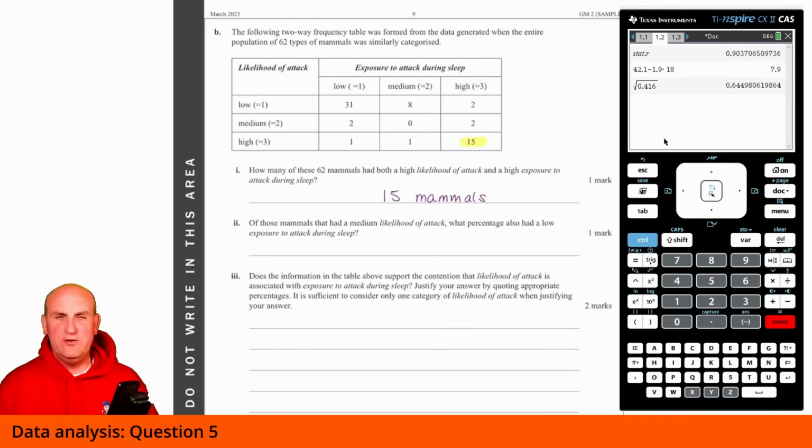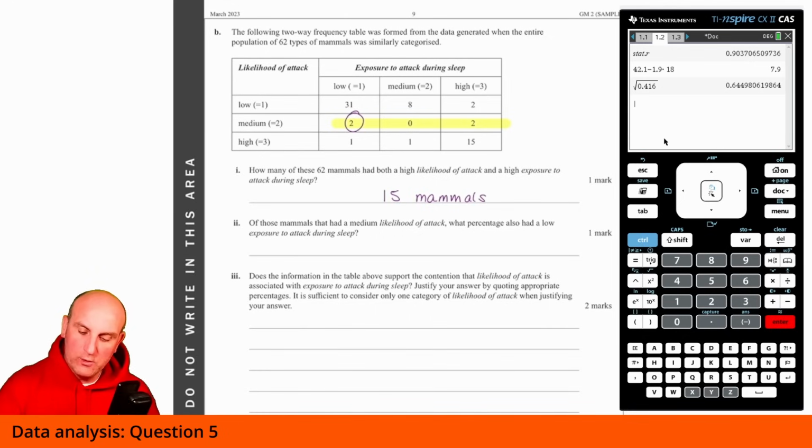M-A-M-M-A-L-S. Now, a lot of people say, do you need to write mammals? Generally speaking, no, because they've given you a question here. They basically told you how many of the mammals, 15 mammals. Of the mammals that had a medium likelihood of attack, so I tend to always highlight that one there. So of the mammals who had a medium likelihood of attack, what percentage also had a low exposure? So basically that's that one.